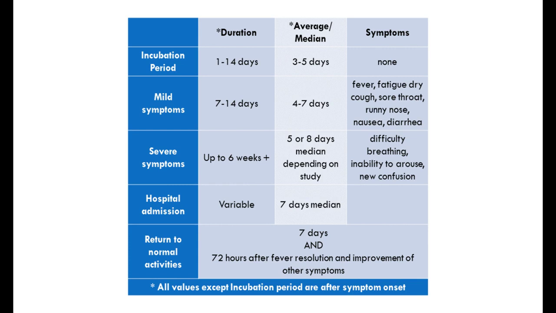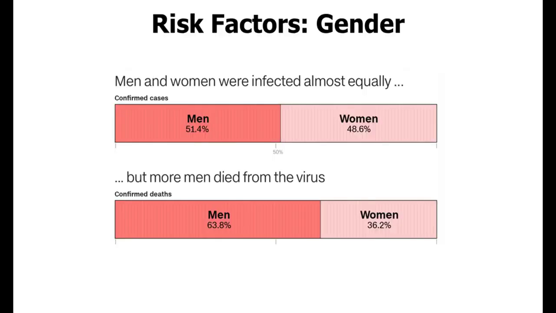So the severe symptoms can show up at about 5 to 8 days as the median time, depending on what study you're looking at. That's after the onset of symptoms, and that shows itself as difficulty breathing. Or if it gets really bad, people get confused or they're not arousable, because they're not getting enough oxygen. Then, of course, the hospital admissions can happen within a week. And the return to normal activities, hopefully within a week, you're back to being okay.